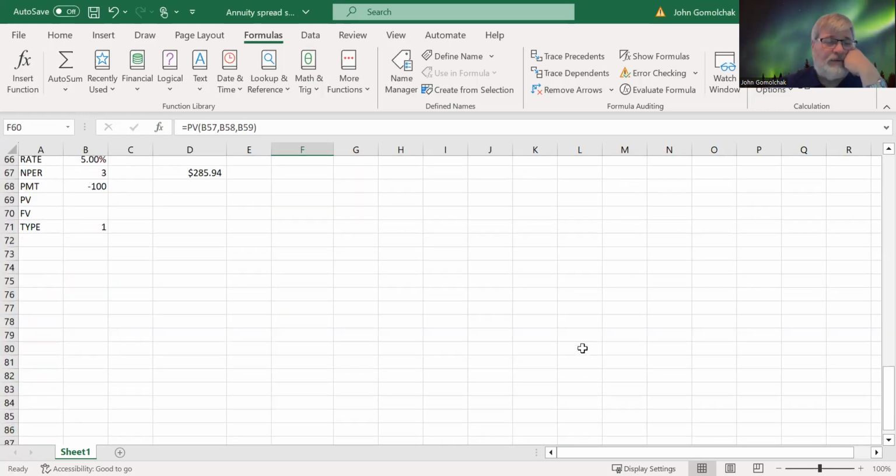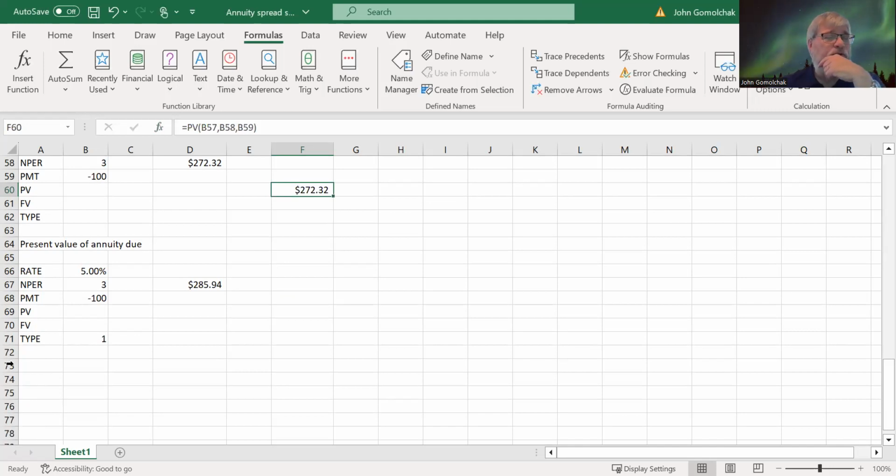Now let's talk about the present value of an annuity due. Because each payment for an annuity due occurs one period earlier, the payments will all be discounted for one less period. Therefore, the present value of an annuity due is going to be greater than the present value of an ordinary annuity. So once again, you can go to the spreadsheet that they provided and see how that works.